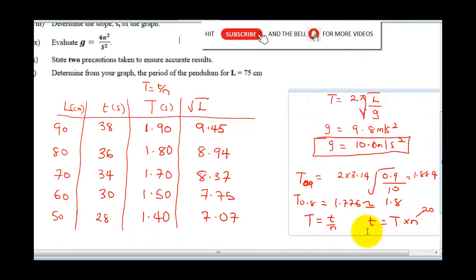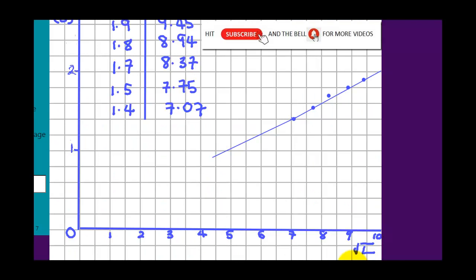Okay, so at this point, the next question says we should determine the slope. Now, in order to find the slope of your graph, all you need to do is draw what? A triangle. So I'm going to draw my triangle. Draw it to this point. And I'm going to complete it. To this point. Okay, so now this is my triangle.